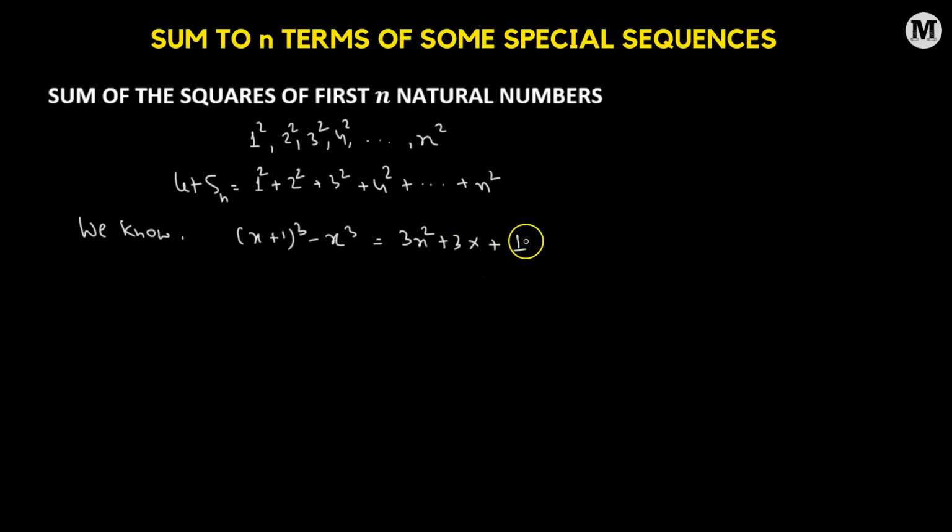We have to remember this identity in order to find out the sum. Okay, so here what we'll do, we're going to consider different values of x. So let's start with x equals 1. When we have x equals 1, we'll substitute this on both sides for x.